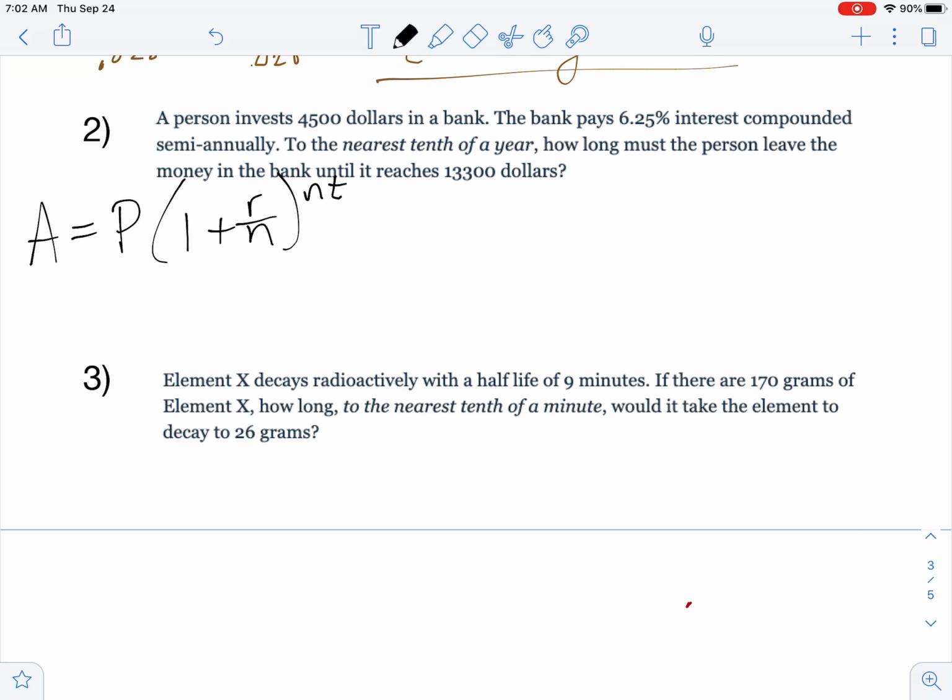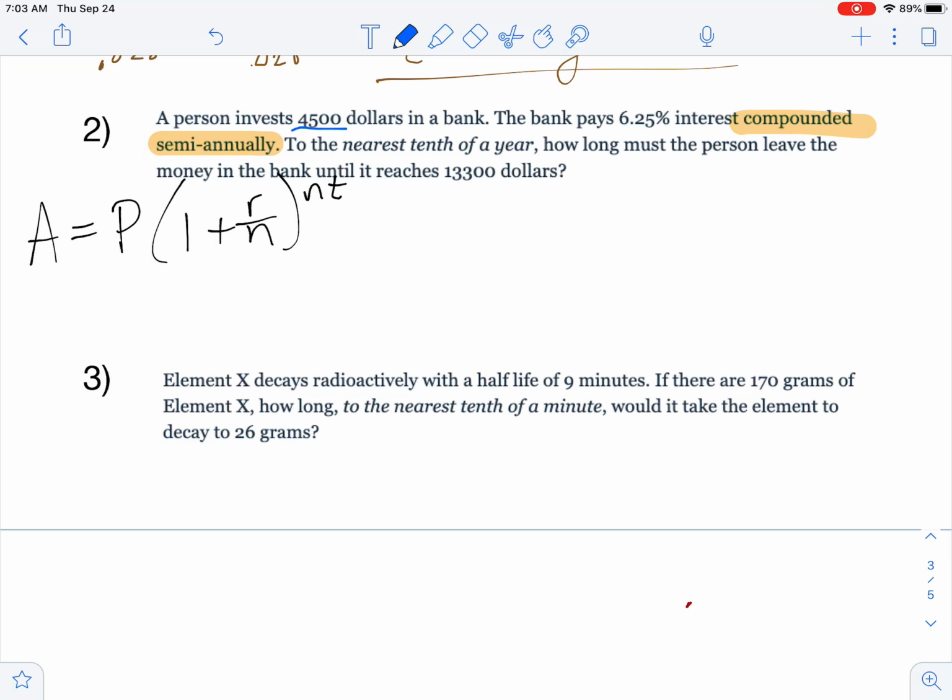So again, guys, if it says compounded an amount of time, like this one says compounded semi-annually, that's how I know to use this formula. A person invests $4,500 in a bank. The bank pays 6.25% interest compounded semi-annually. To the nearest tenth of a year, how long will the person leave the money in the bank until it reaches $13,300? Okay, so I'm going to put all of that in my equation.